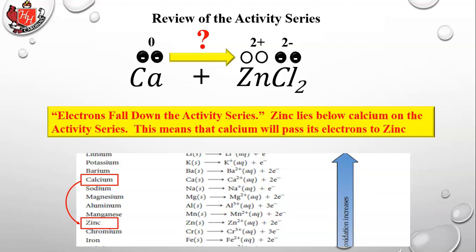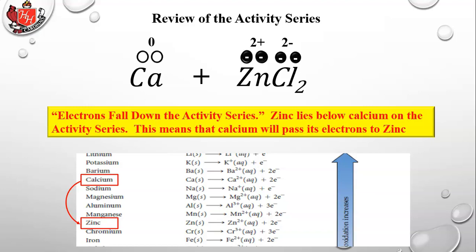So a single replacement reaction will take place if the lone element is above the cation. So the lone element being calcium is above zinc. And it is. So the electrons will get passed from the calcium over to the zinc. So we'll see that happen right here. So there go the electrons over to the zinc. Now, the zinc is no longer a 2+. It's now electrically neutral. It's now a 0.